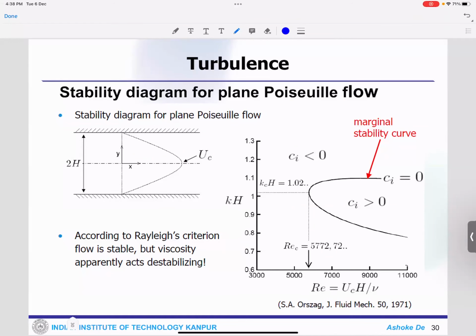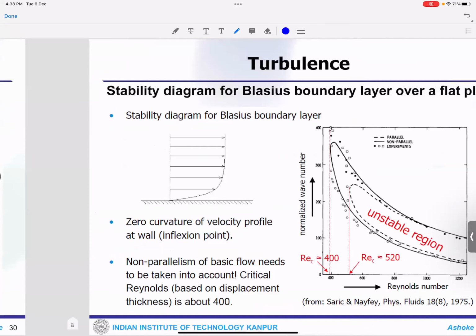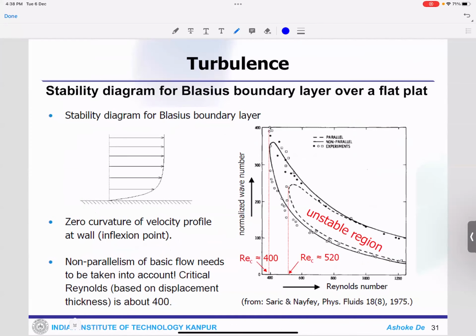Here we want to just show what happens when you carry out those things. This is a simple Poiseuille flow, and you see this is the curve where you get the stability margin. On one side the flow is stable, on the other side the flow is not stable. Similarly, in the stability diagram for the Blasius boundary layer over a flat plate, you can see this is the unstable zone and the outside is the stable zone.